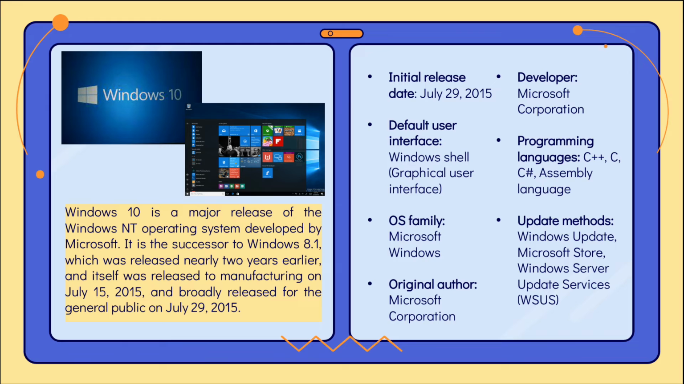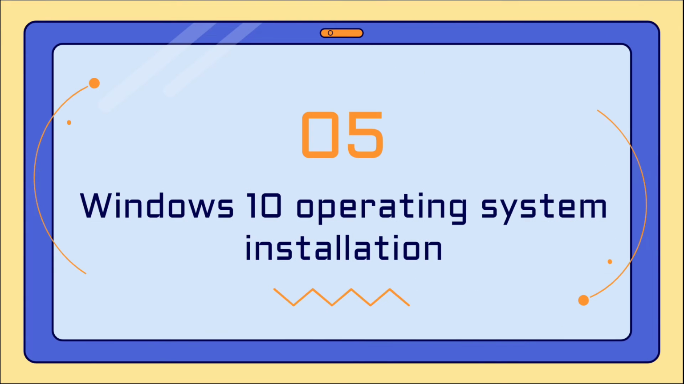The default user interface is Windows Shell Graphical User Interface. The OS family is Microsoft Windows, and the original author is Microsoft Corporation. The developer is Microsoft Corporation, and the programming languages used are C++, C, C#, and assembly language. And the update methods are Windows Update, Microsoft Store, and Windows Server Update Service. Next, I will show you how to install Windows 10 operating system step by step.